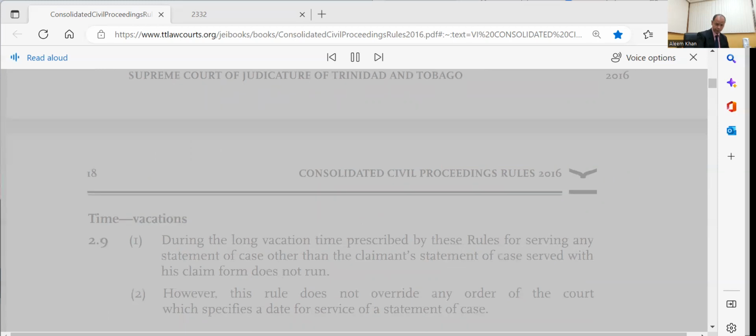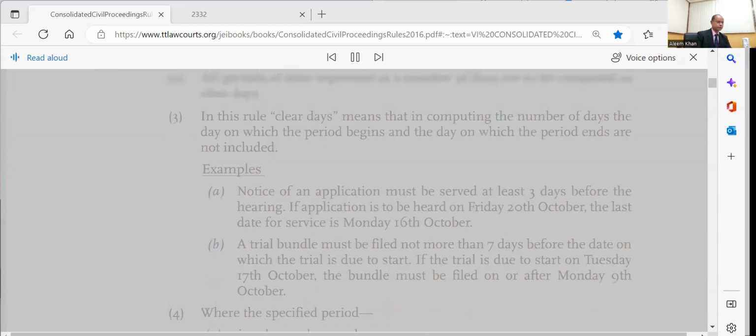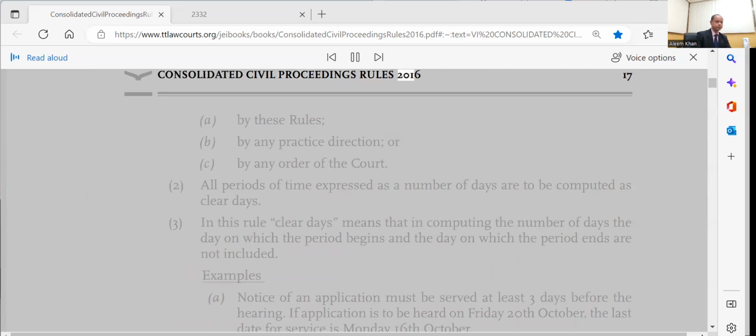Supreme Court of Judicature of Trinidad and Tobago, 2016. Consolidated Civil Proceedings Rules 2016-17. (a) By these rules, (b) by any practice direction, or (c) by any order of the court.